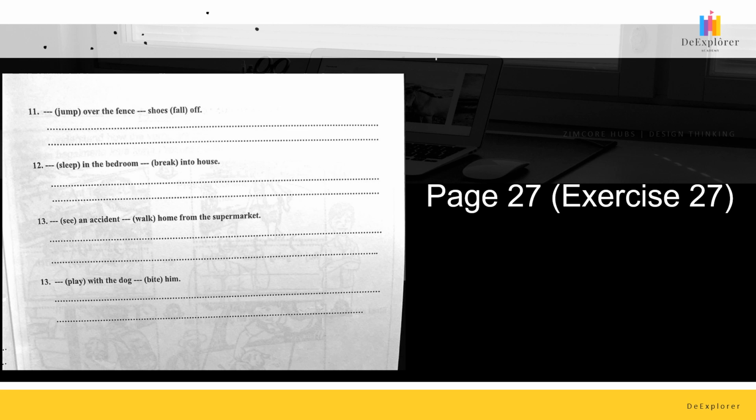So later you have to take a photo of this page 26, 27, and also the sentences that you have written and send it to me. Okay, thank you.